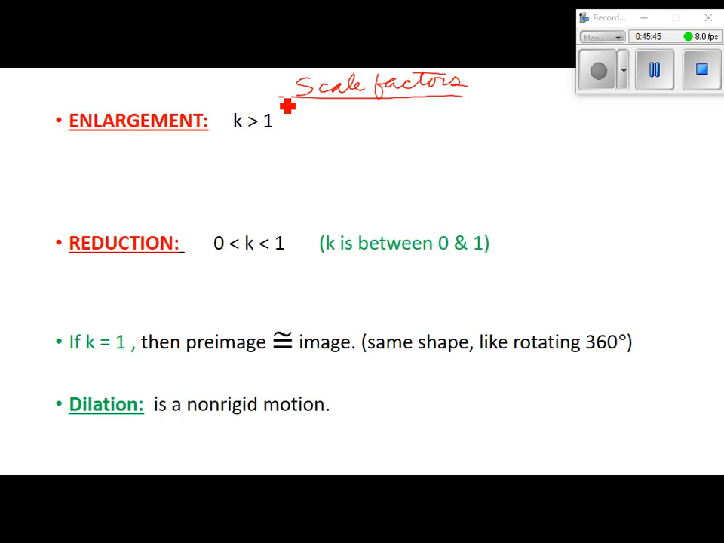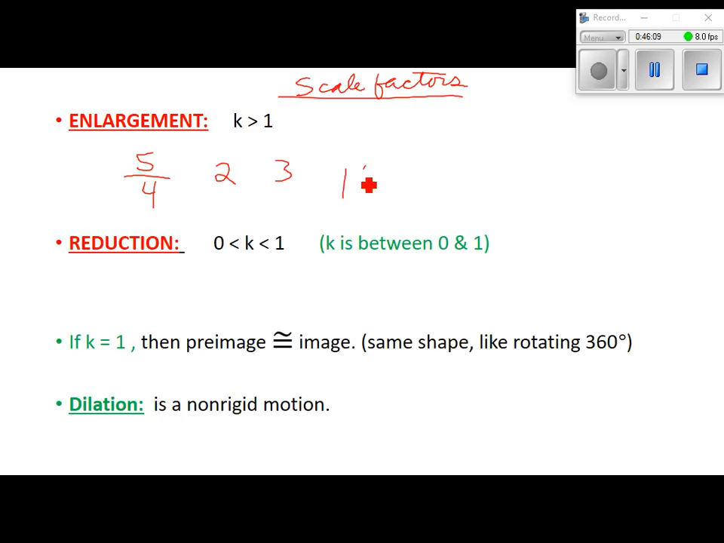Which one is it? Greater than 1. Give me a number that's greater than 1. 2. Give me another one. 3. So on, so on. So your scale factor has to be something like that. How about this number? 5/4. Is that bigger than 1? Yes. So that would be an enlargement. Any of those numbers would be an enlargement.